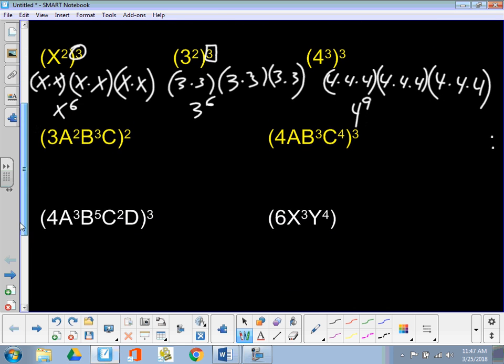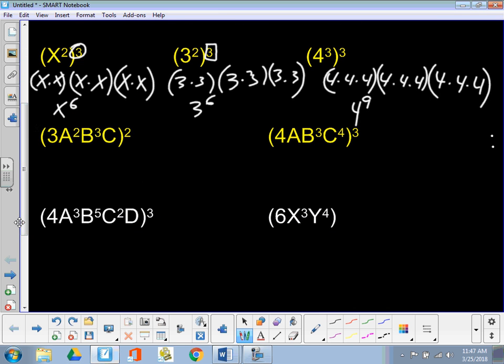Now, the rules remain the same when we have variables. First thing I'm going to do, though, is take the whole number, the 3, and square it. Well, 9. a squared squared: 2 times 2 is a to the 4th. b: 3 times 2 is b to the 6th. c is the same thing as c to the 1st, and 1 times 2 is c squared.